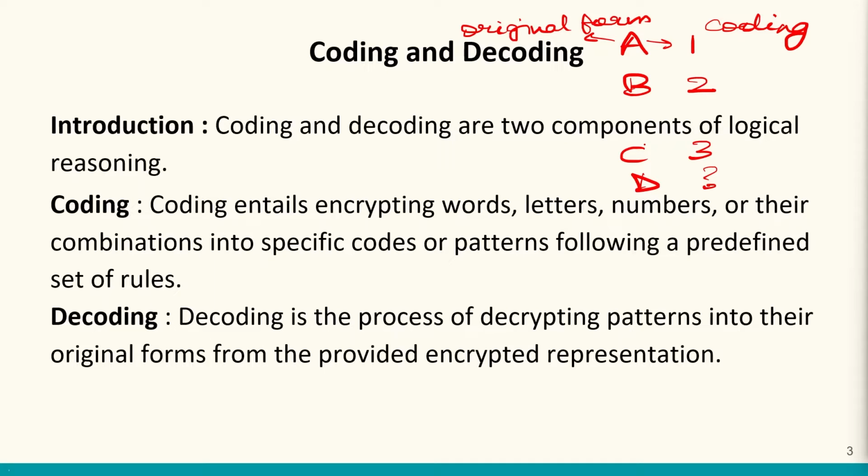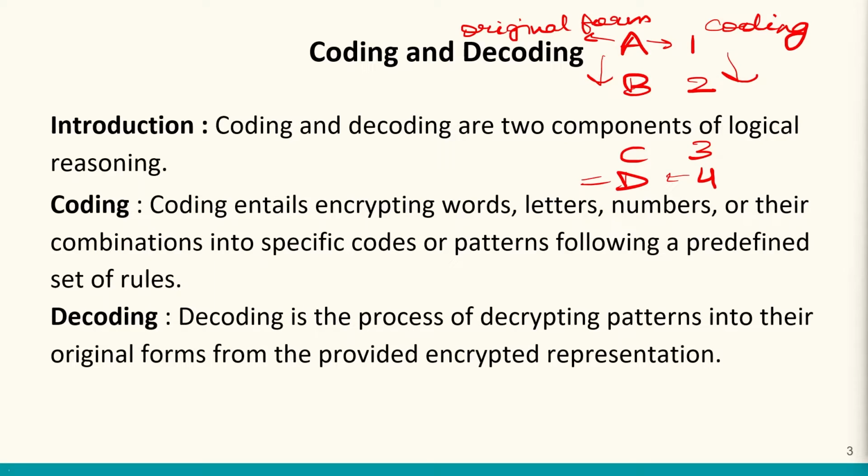What do you mean by decoding? If I say that I have 4, what will be the alphabet corresponding to 4? In this case, I have to find the logic that is being followed. If 1 is represented as A, 2 is represented as B, that means I'm going in ascending order of numbers and also in ascending order of alphabets. So here I can say that D will be the answer. 4 will be coded as D. D again is the original form.